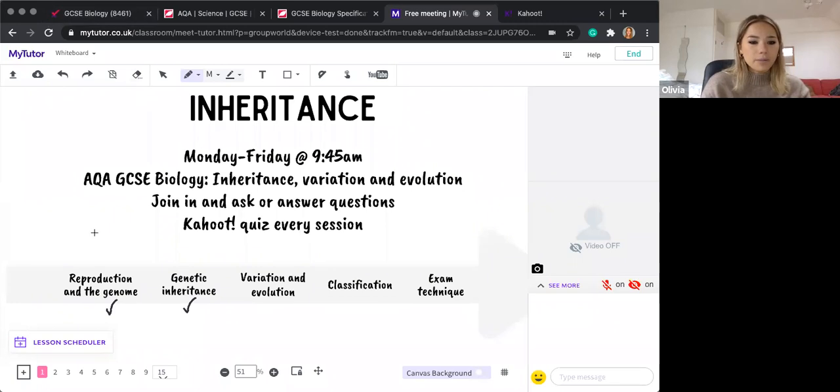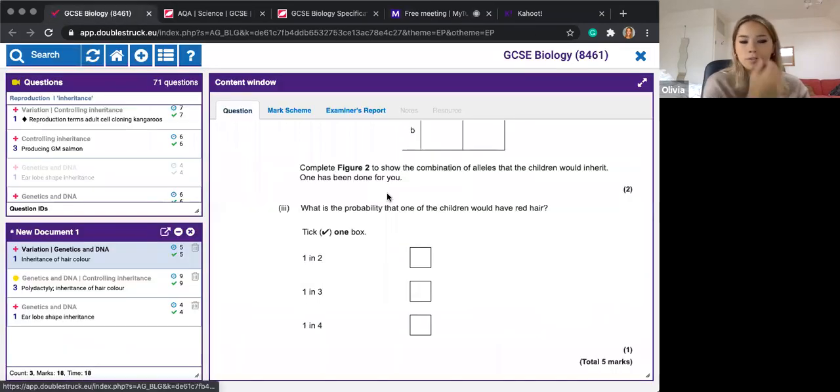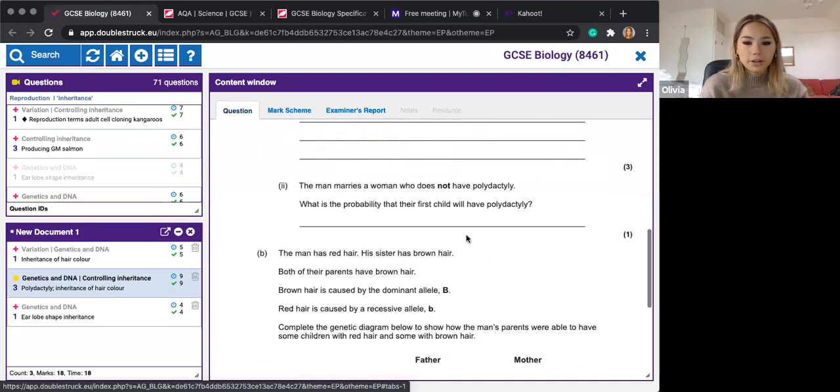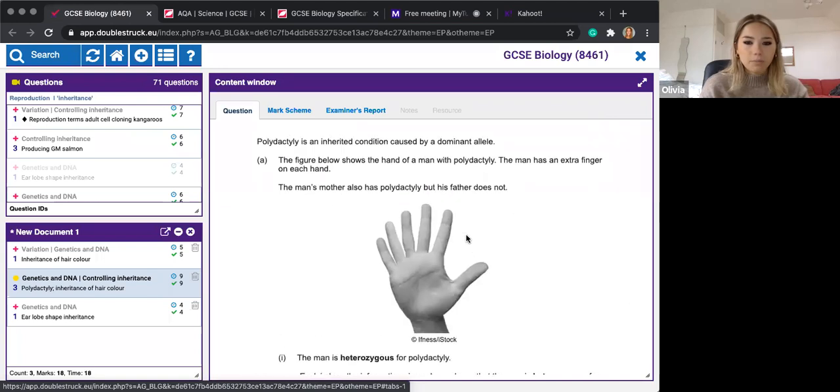So we've got 5 or so minutes left. So I think what we'll do is just have a little look through the sorts of exam questions that come up and just go through those with you. So we'll see, they tend to be quite similar. So, in this one, for example, it's to do with polydactyly.